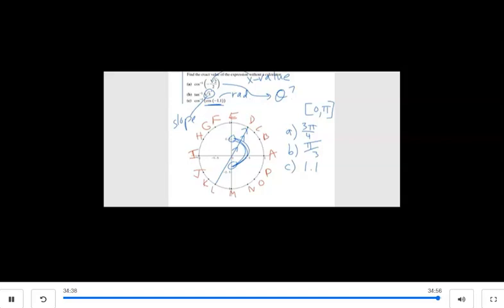So we need to practice more of these where I give you a y value, or I give you an x value, or I give you a slope, and you have to come up with the angle measurement inside the range of that specific inverse trig function. Okay, so we will practice more on Monday.